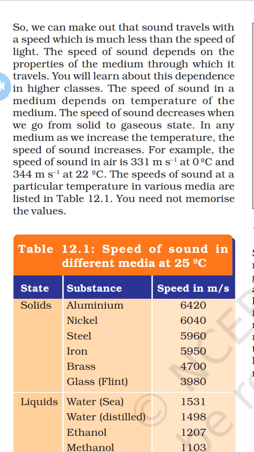Now the speed of sound depends on the properties of the medium, and the speed of sound in a medium depends on the temperature. In any medium, as we increase the temperature, the speed of sound increases. For example, at 0 degrees Celsius the speed of sound in air is 331 meter per second. But when the temperature increases up to 22 degrees Celsius, the speed of sound is 344 meter per second. So from this data, we can conclude that in any medium, as we increase the temperature, the speed of sound also increases.